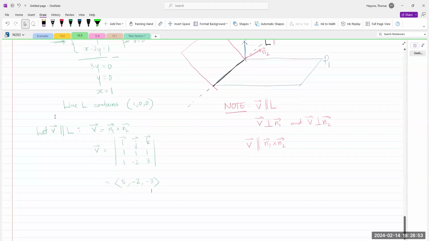Okay, so at this point, we already see that line L contains (1, 0, 0). Notice I write it as a coordinate, and it is parallel to (5, -2, -3).